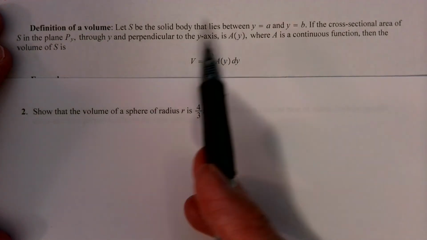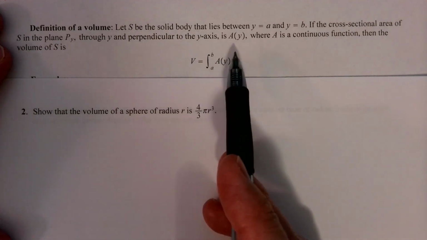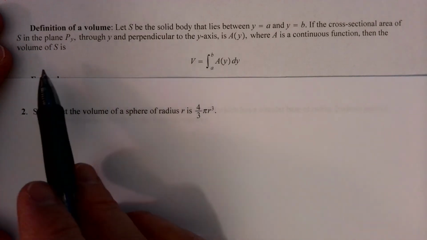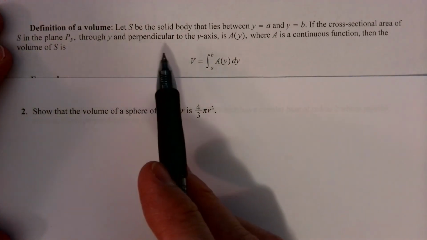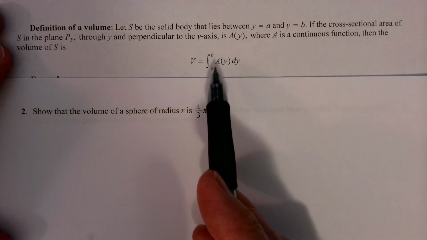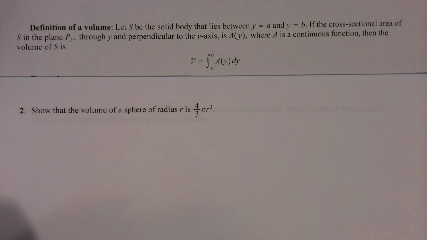Remember where our definition of volume is. We're going to talk about finding this cross-sectional area at a height of y, right? We slice through the solid body at a height of y, and we get this area, and we're going to integrate that area function to get the volume.